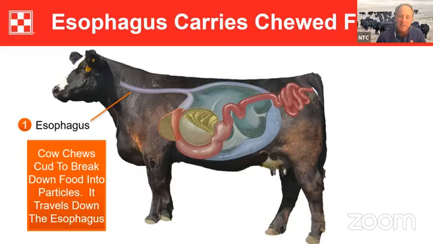And of course, when the cow belches, she brings up that gas as well as her cud that she's going to chew, as we'll talk about. That's what releases the gas. So we oftentimes don't think about the esophagus until there's a problem and we have a bloated animal.